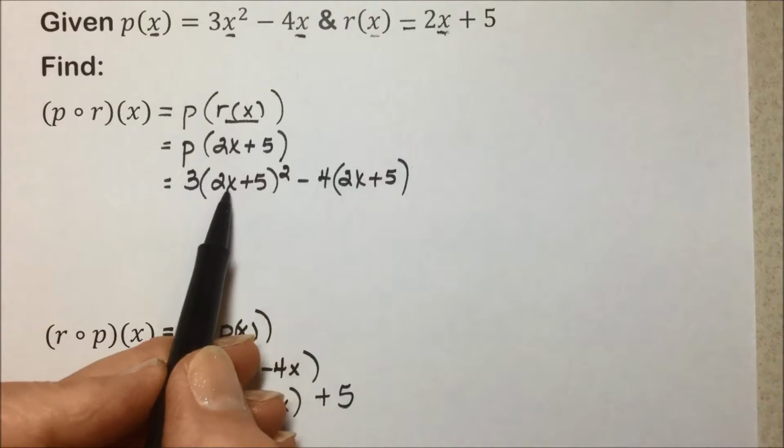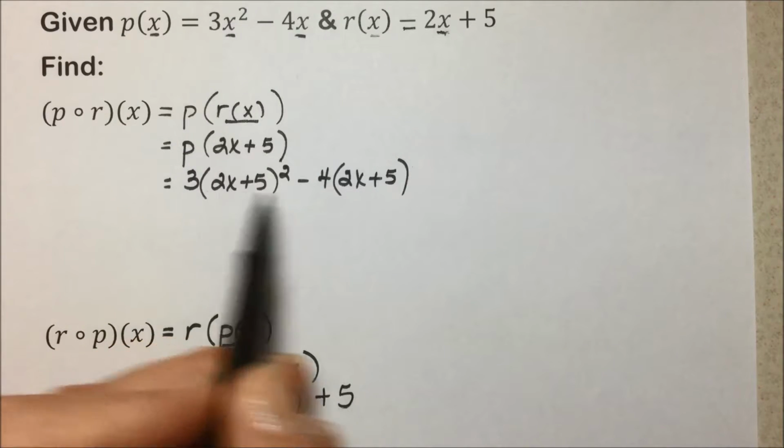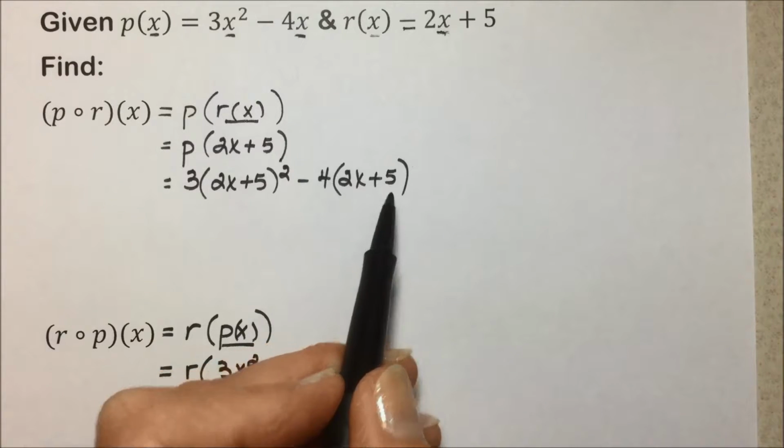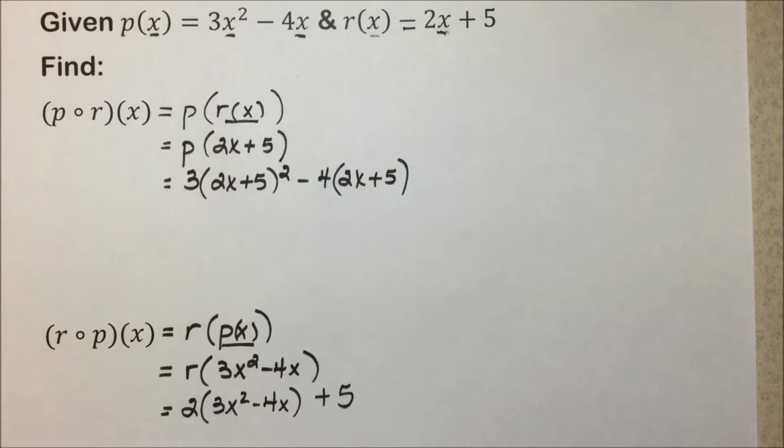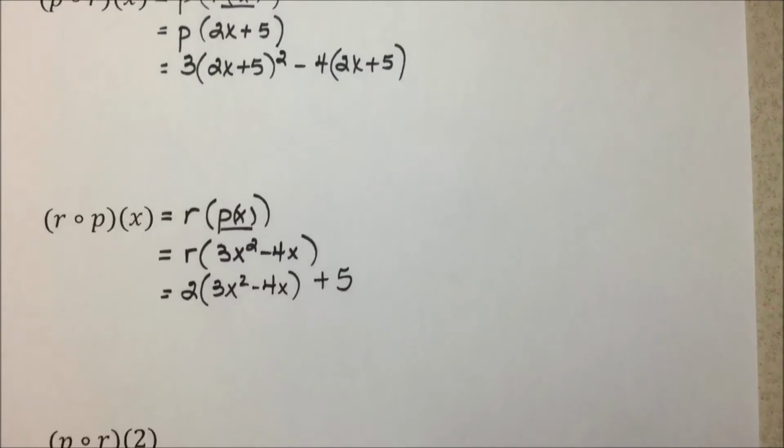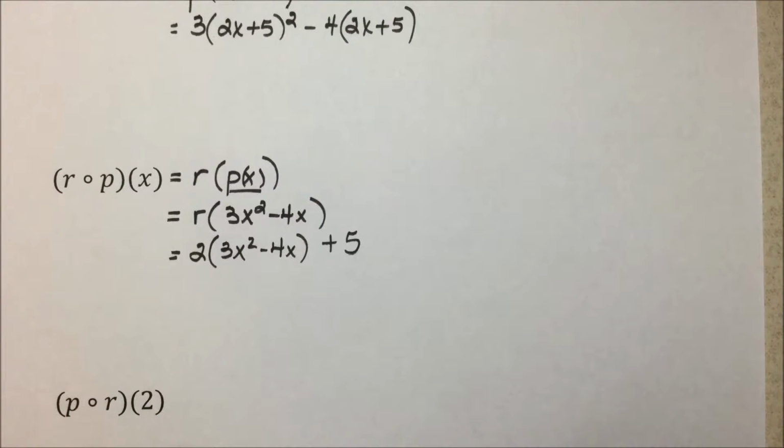Up here we would have squared the binomial, multiplied it by 3, distributed, and combined any like terms as seen. In this last problem, they're asking us to take the composition p of r of 2. So notation-wise, by definition, an equivalent would be the function p of r of 2.